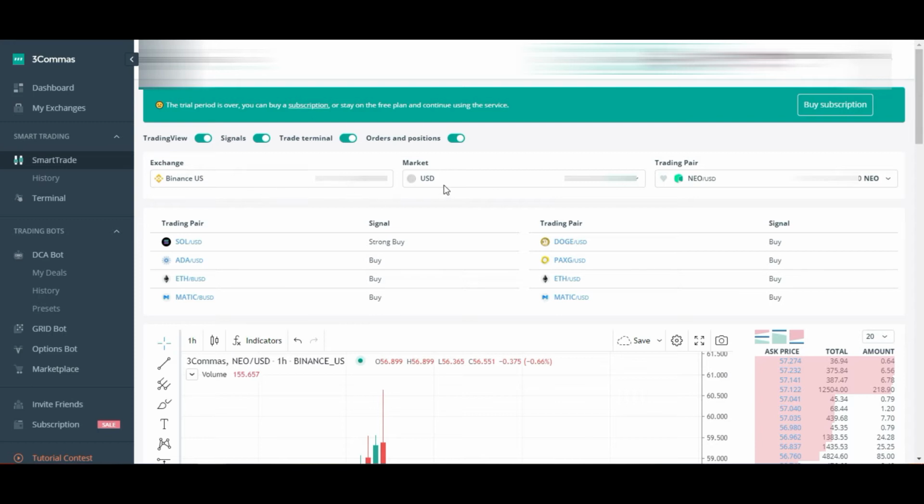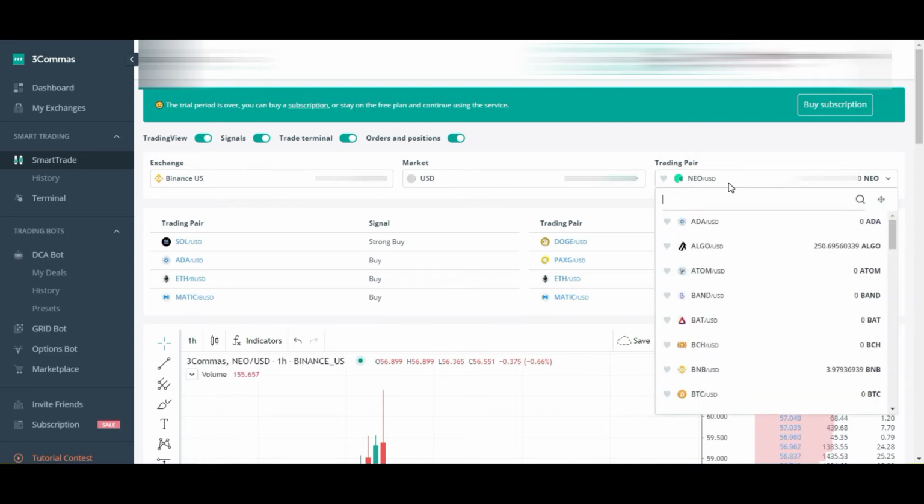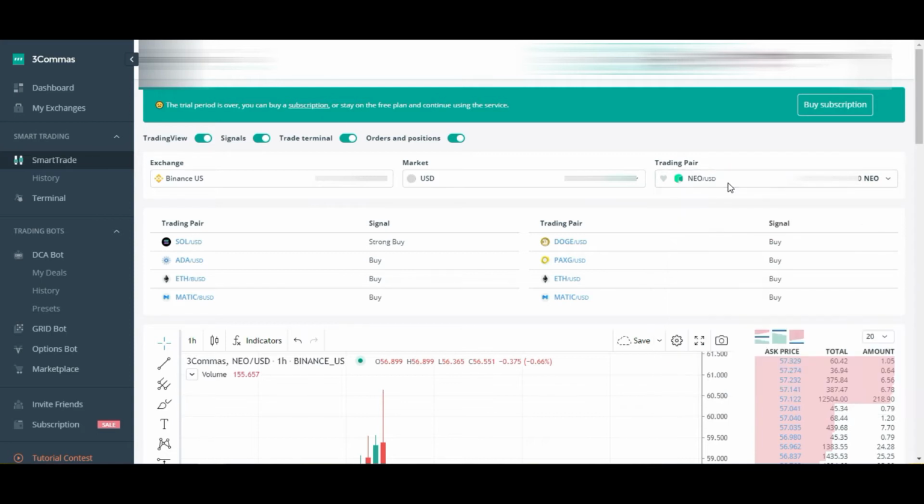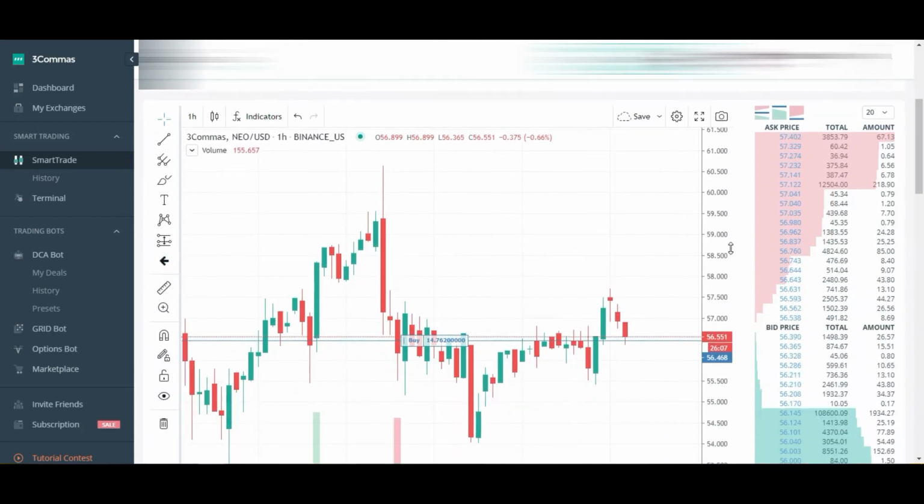Then you can select your market, which is going to be what type of funds you would like to spend or use to make the trades. I'm using USD. Then you select your trading pair from here, and I am going to use NEO because it's been having a pretty good fluctuation between $50 and $70 for like the last week, and I've been capitalizing on that fluctuation.